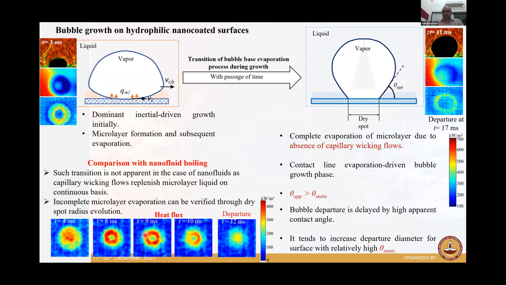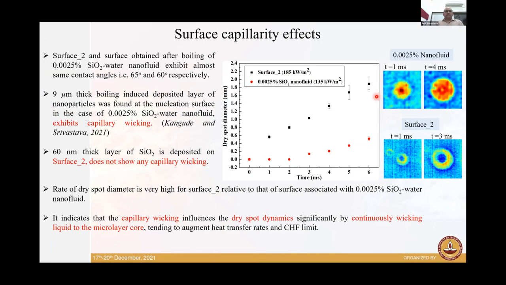So here the capillary wicking flow, because of the porous nature of the nanoparticles that got deposited, always allowed that re-wetting of the surface, which in turn led to the formation and subsequent evaporation of the micro layer. Whereas in the case of nano-coated surfaces, we didn't observe any such signatures of capillary wicking flows, which leads to this transition from micro layer to primarily the contact line. So here is a one-on-one comparison of the two sets of experiments.